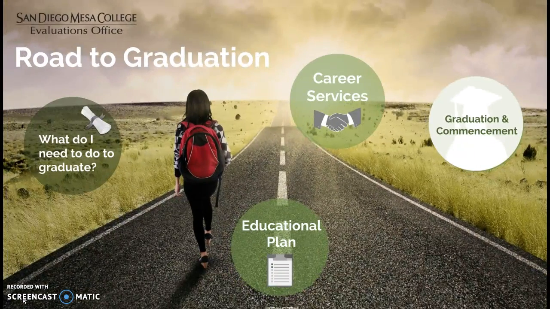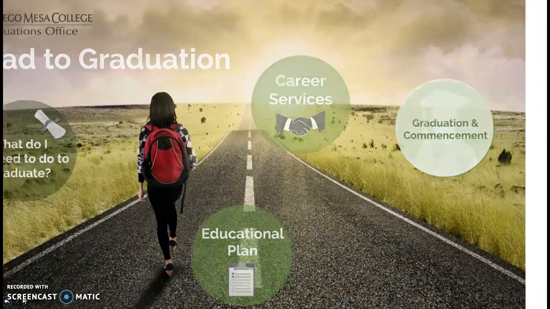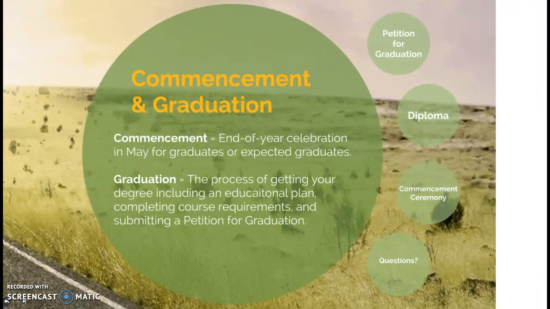Now for the finale, graduation and commencement. Graduation and commencement are two terms that students frequently mix up. Commencement is an end-of-the-year celebration that we host in the month of May for our students that have graduated or we expect will graduate with either a bachelor's degree, associate's degree, or a certificate of achievement. Graduation, on the other hand, is the process of getting your degree or diploma that includes completing all of your course requirements and petitioning to graduate.